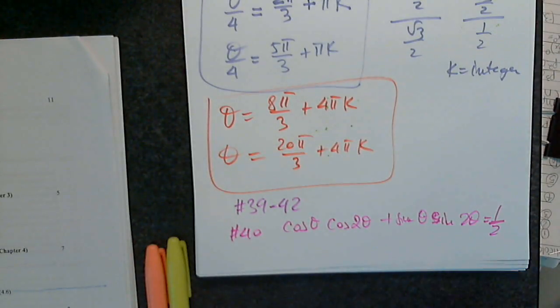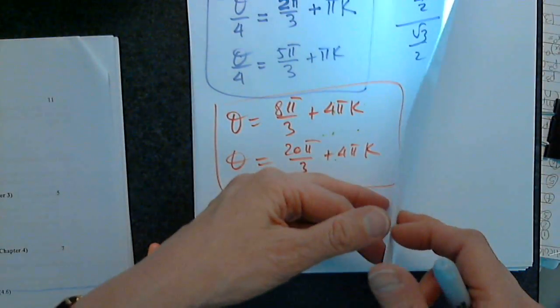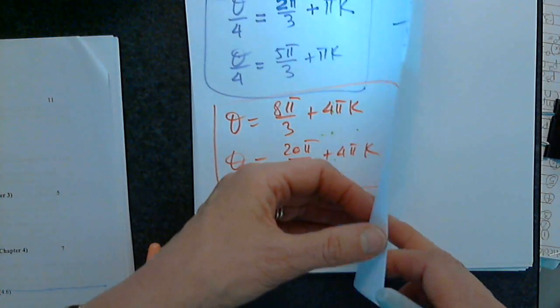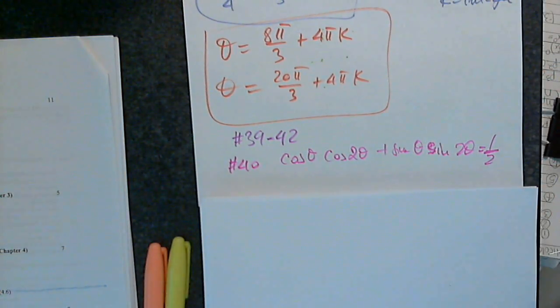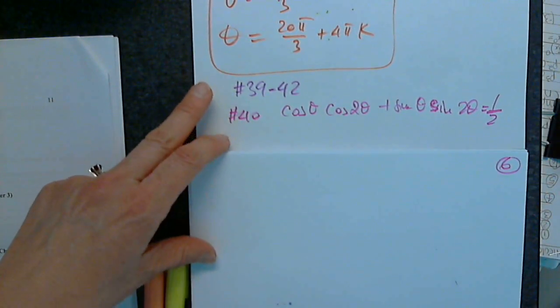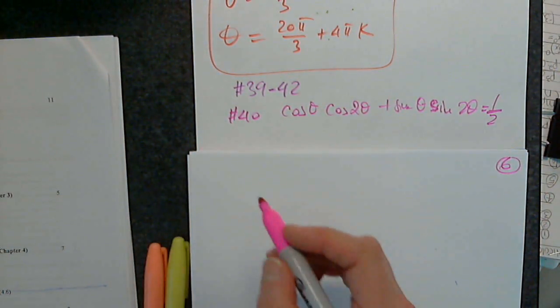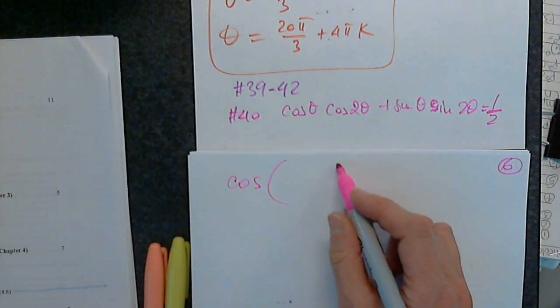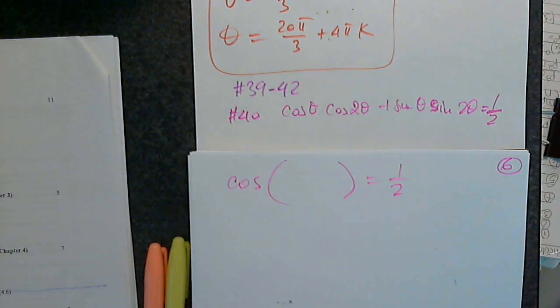Good. So I look at the left-hand side and I see what? I see something that rings a bell: cosine, cosine, plus sine, sine. And that is an identity. If it's cosine, cosine, sine, sine, it must be cosine. And now in parentheses of what?